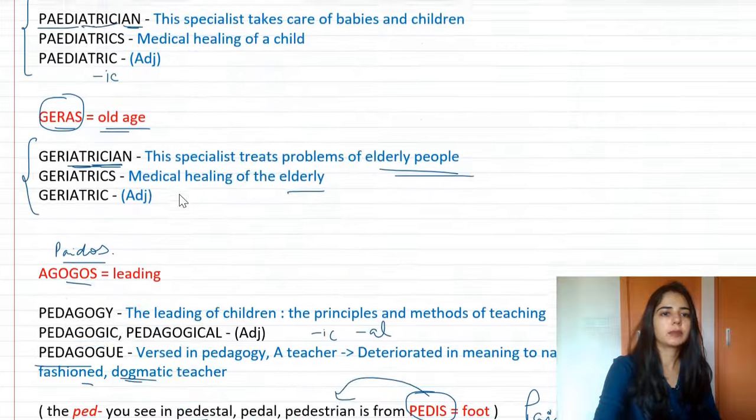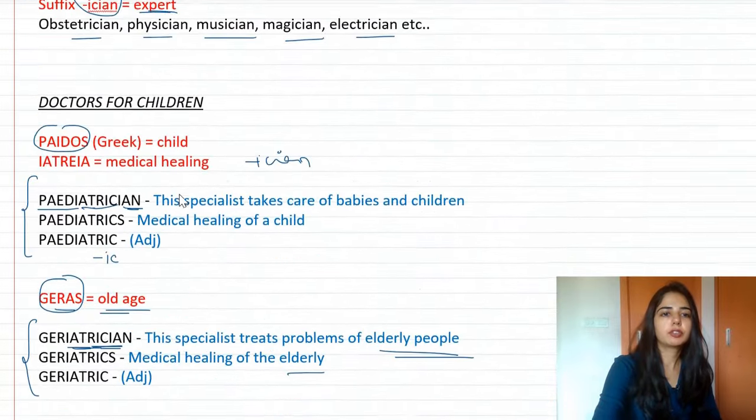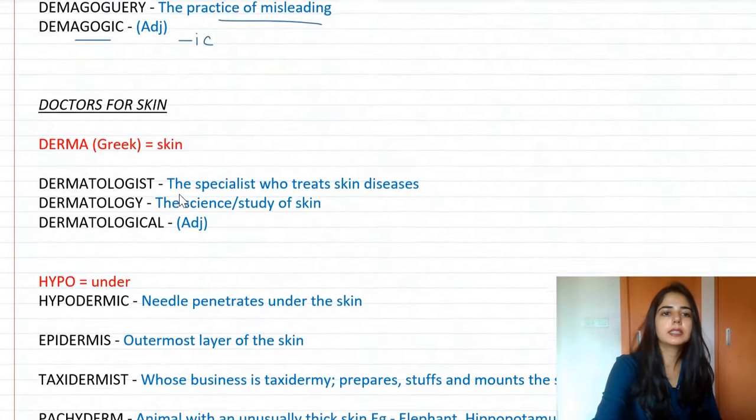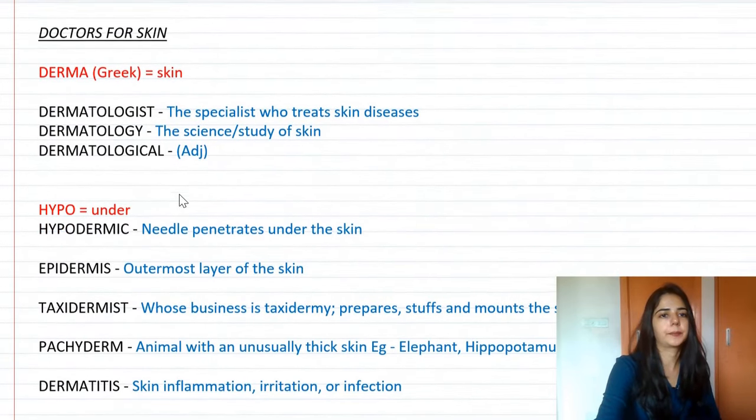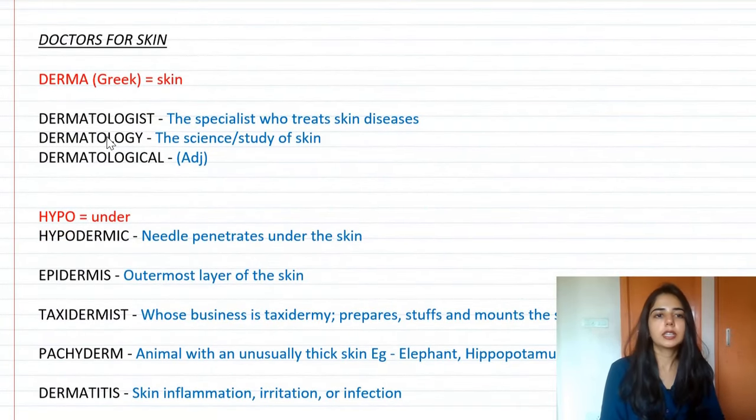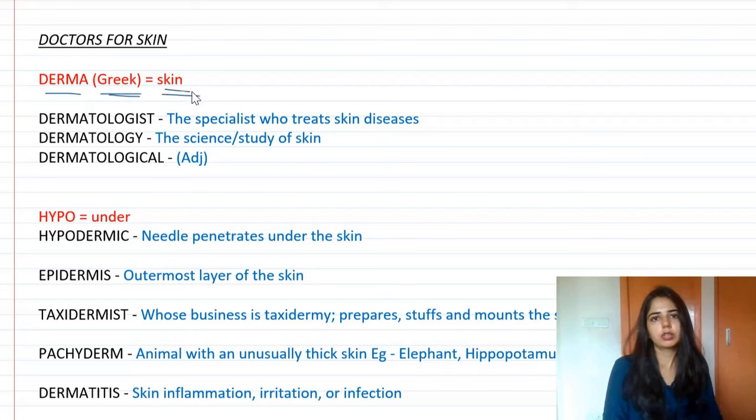So we read about doctors for women, for children, for elderly people. Now our next topic is doctors for skin. Derma is a Greek root word which means skin. As you know, the powder known as Dermicool, which we all know. So Dermicool means what? Derma is skin, so it keeps the skin cool. That's why its name is Dermicool. So now you will always remember this root word derma.